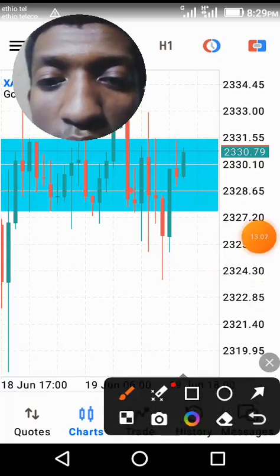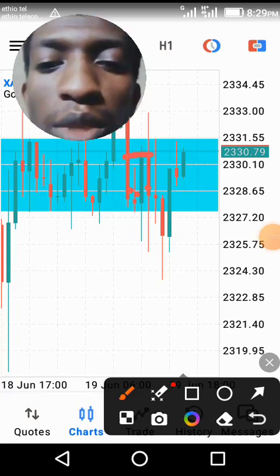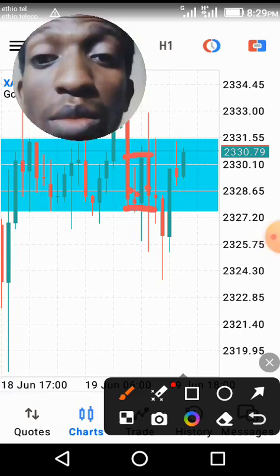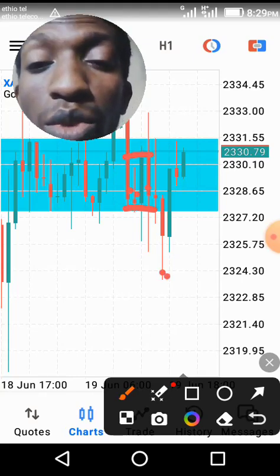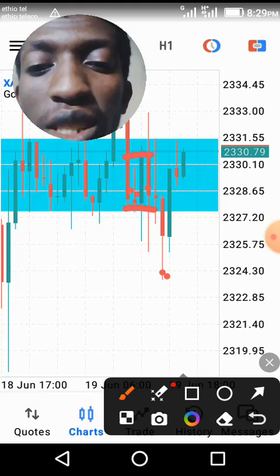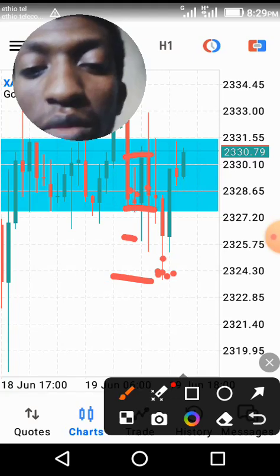Another one happens. This is not for entry, this is for TP projection. Since we broke the downside down there, what do we do now? We are projecting the downside, like if actually TP2 is hit by that week.